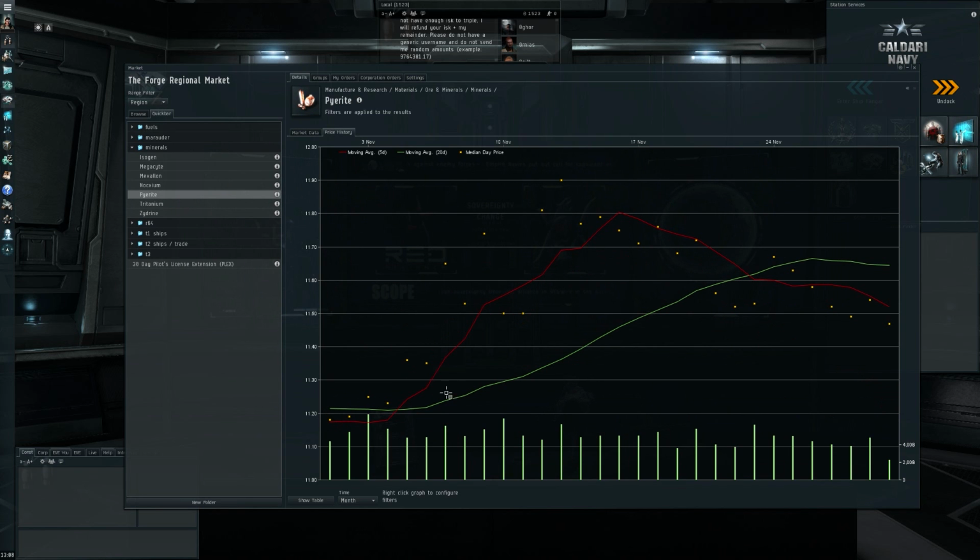We can see again a pretty similar chart where Pyrite has gone up pretty decently from 1120 to 1180 in the first half of November, and then it's been correcting a little bit, but it doesn't look as drastic as Tritanium. There's definitely a higher price currently than what we started the month with. On the number side, we're looking at an average of around 4 billion Pyrite being sold in a single day.